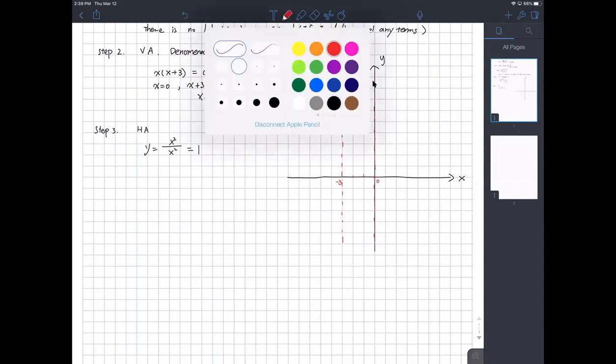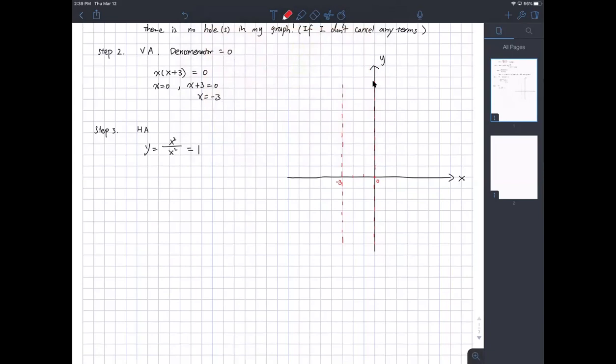So now I'm going to update my graph. I have y equal to 1, and I'm going to draw this little horizontal line. Keep in mind that the horizontal asymptote, you can touch or cross it in the middle of your graph. For the horizontal asymptote, what we really look at is when x goes to infinity or negative infinity, y approaches a certain number. In this case, y approaches 1. But in the middle, what happens? We don't know.